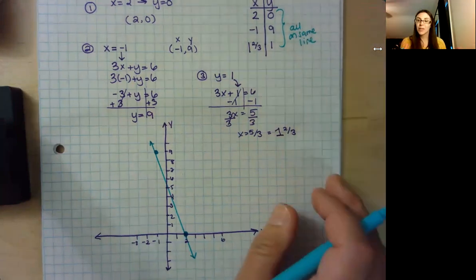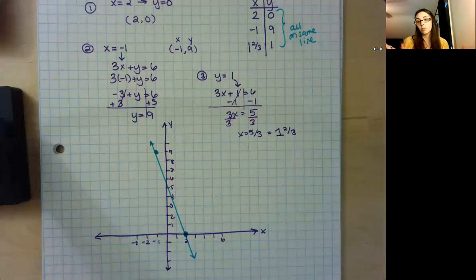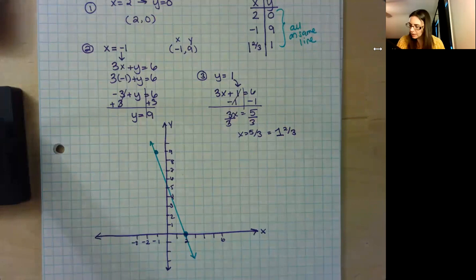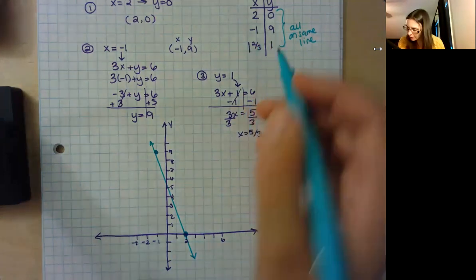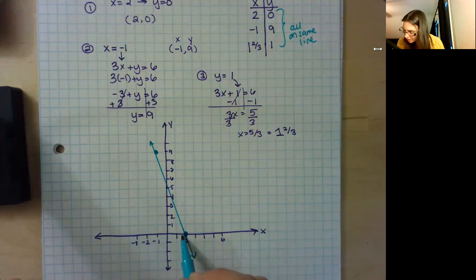Okay, so that's what that third point is really for, is to check. Because if your third point is not on that line, then you know something is wrong somewhere. You don't know where it's wrong, but you know it's wrong. So my third point is 1 2/3, comma 1. So 1 2/3 is about right here, and then 1 is about right here. So it does look pretty close, right?